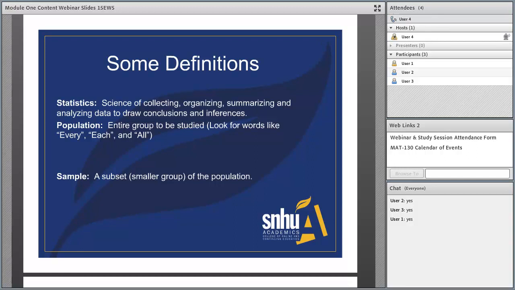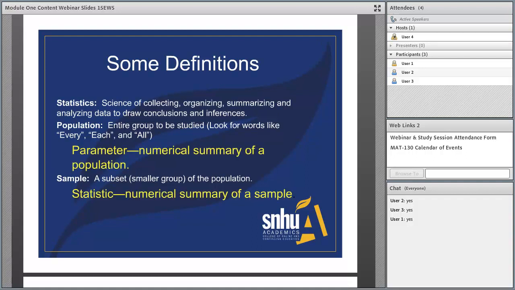And there's two different kinds of groups that we can collect data from. We can collect data from a population, which is the entire group that you're trying to study. So some keywords are like every, each, all, or a sample, which is a subset or a smaller group of the population. Now, a parameter is a numeric.